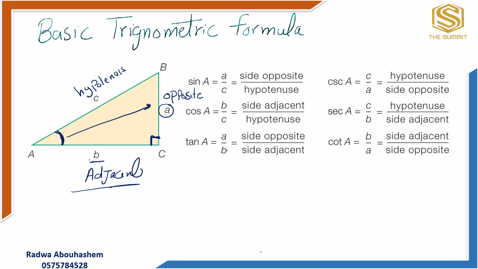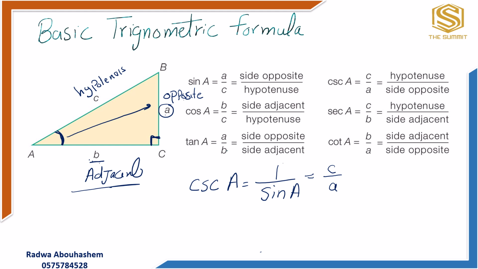Also, we have here the reciprocal for the sine and cosine and tan. If I'm asking you about the reciprocal, this means this is cosecant A. Now, cosecant means it's the reciprocal of sine A. It's 1 over sine A. So this means I'm just flipping the fractions. It would be C over A, which means that I'm taking the hypotenuse over the opposite.